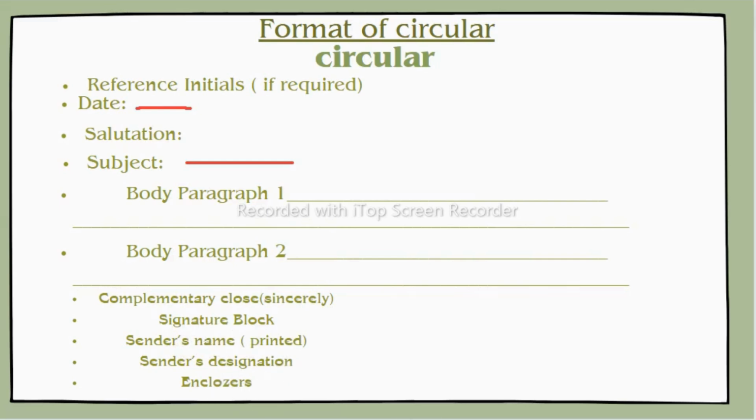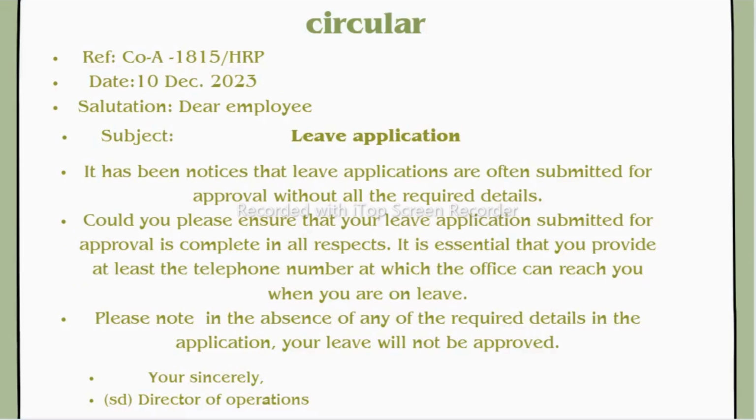Now let's see a sample of this. Here you can see it is a circular. It shouldn't be written in a box. We have to write the circular without a box. First you can see I have written a reference, then the date, then the salutation, dear employee, because this is a leave application for employees. Dear employee means the person to whom we are addressing, so you have to write a salutation. Then the subject is leave application.